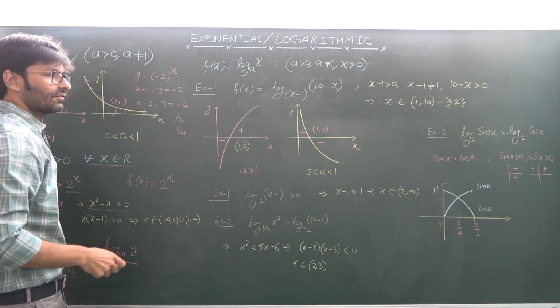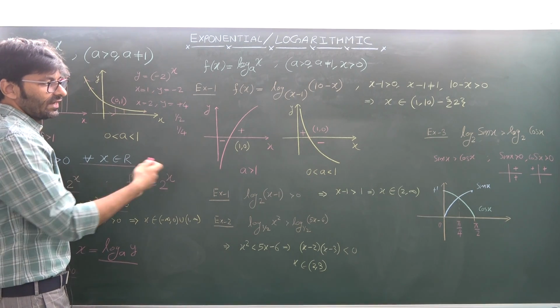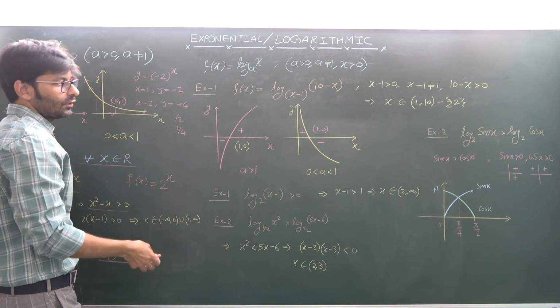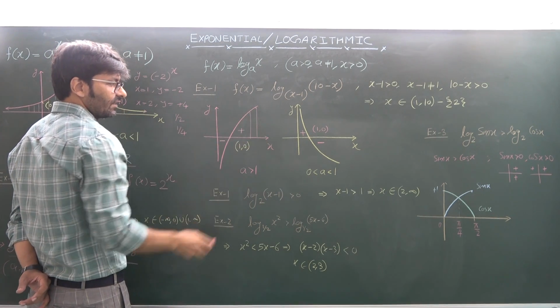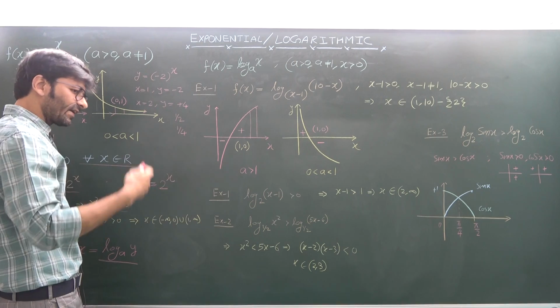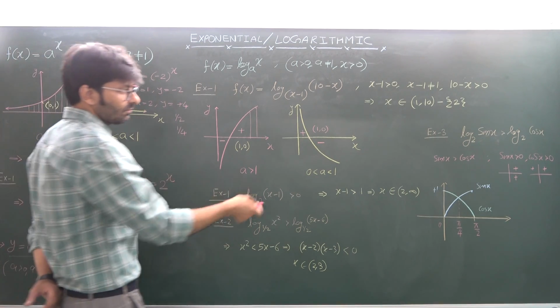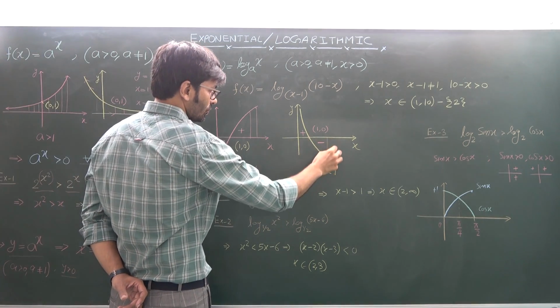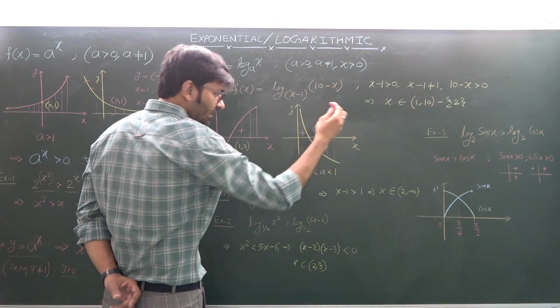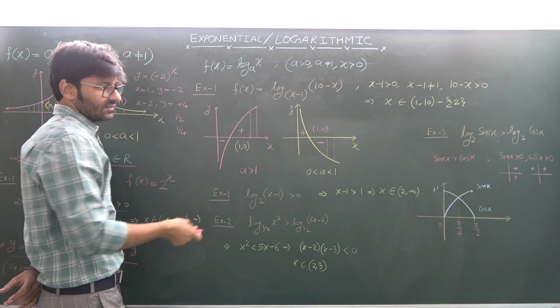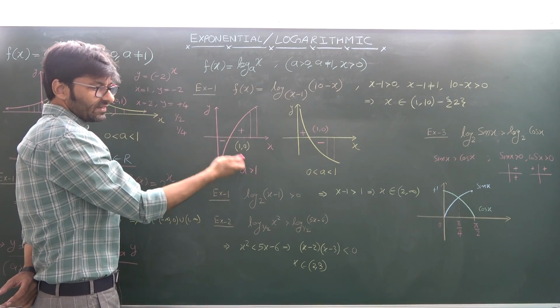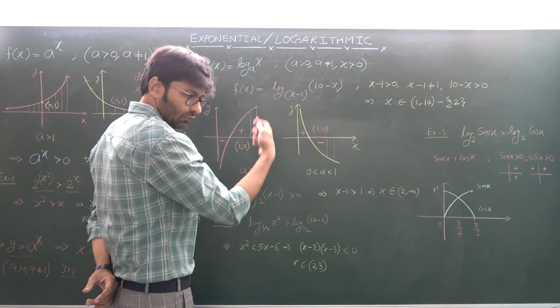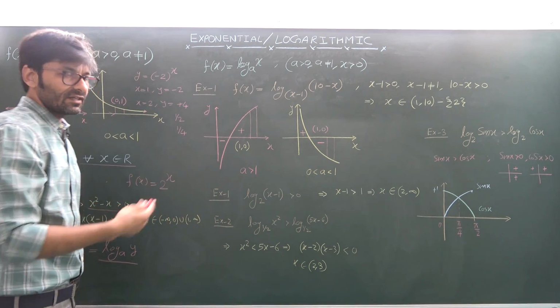This particular graph is an increasing function. X and y: y is proportional to x. If you increase x, y is increasing. If you decrease x, y is decreasing. Proportional relationship. This one is just opposite to it. If you increase x, y is decreasing. So in this graph, y is proportional to x, an increasing function; here y is inversely proportional to x, which means a decreasing function.